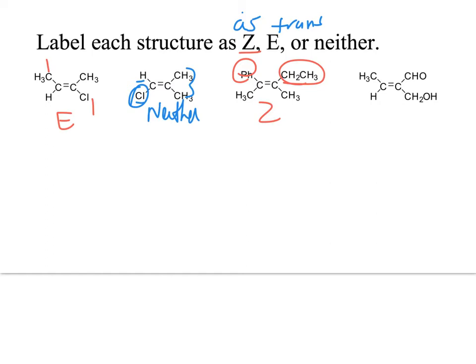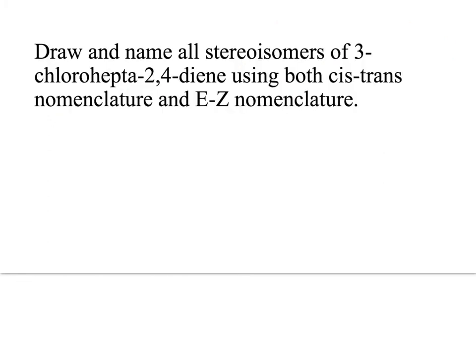And then this one here, between the methyl and the hydrogen, the methyl gets the higher priority. Aldehyde here, CHO is the aldehyde. Aldehyde has a carbon-oxygen double bond, so it gets the higher priority because it's bonded to 2 oxygens, where this carbon's only bonded to 1. They're both on the same side, so once again, that's cis, which is Z.